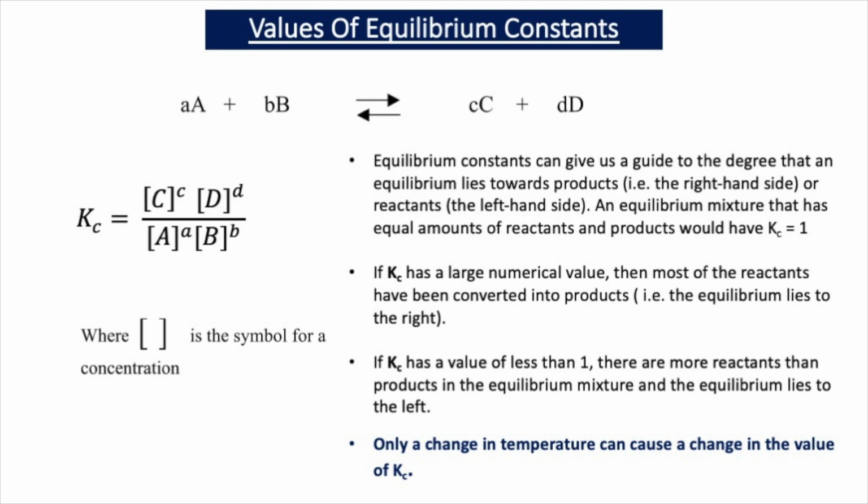If Kc has a large numerical value, then most of the reactants have been converted into products, i.e. the equilibrium lies to the right-hand side. If Kc has a value of less than 1, it means that there are more reactants compared to products in the equilibrium mixture, and the equilibrium lies to the left.